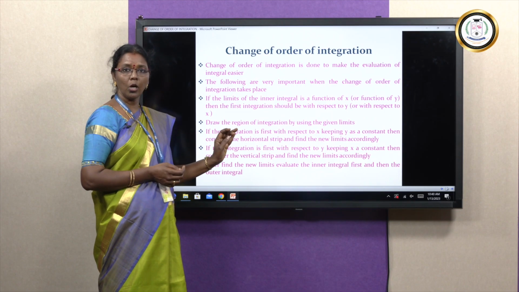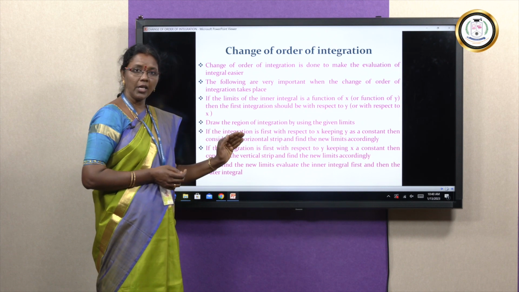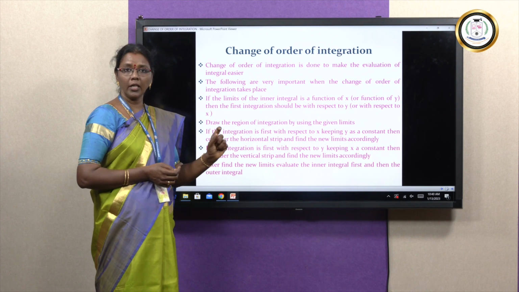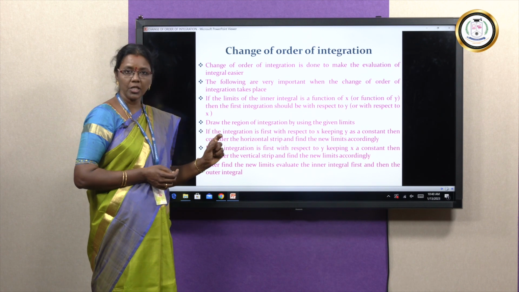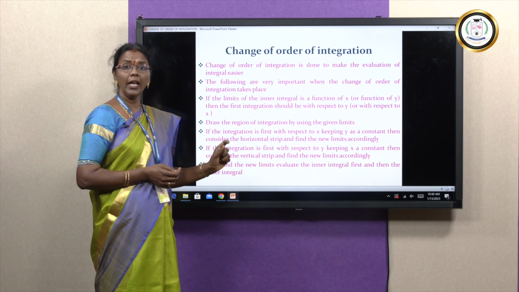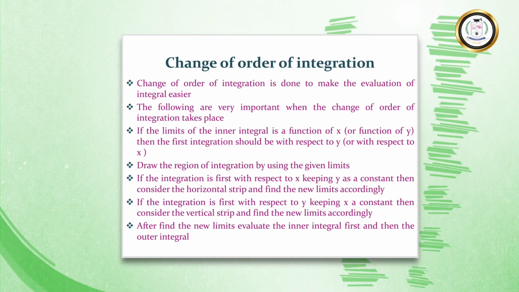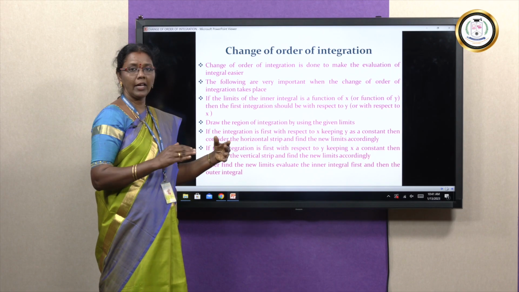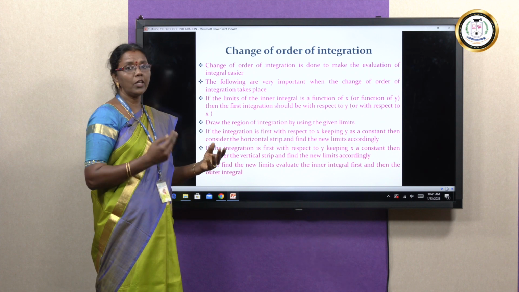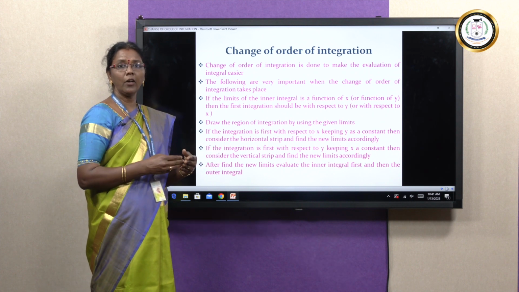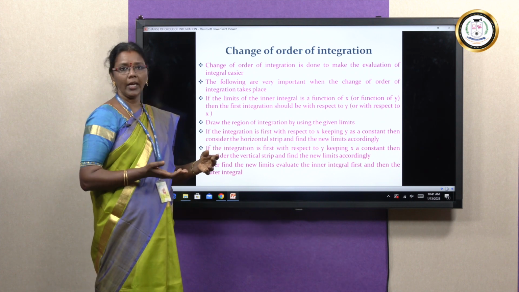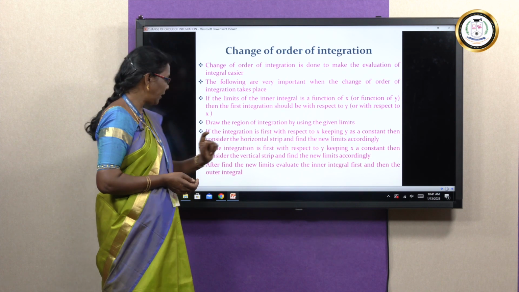First we have to draw the boundaries and identify the region. If the integral order is dx dy, the inner integration is with respect to x, so draw the horizontal strip and find the new limits accordingly. We have to find the limits for x now. So what will we get? We will get the limit for x as a function of y.